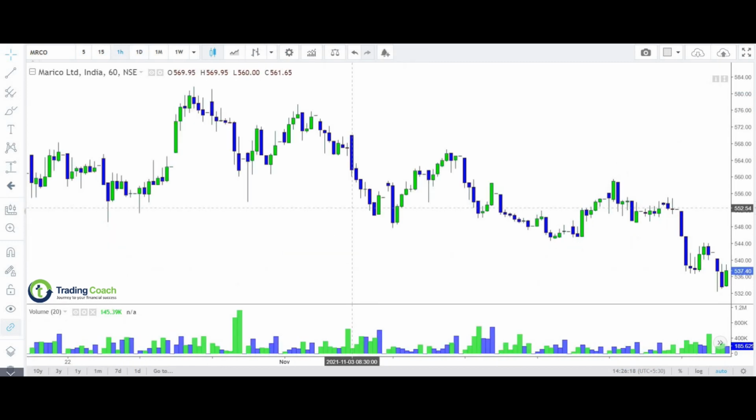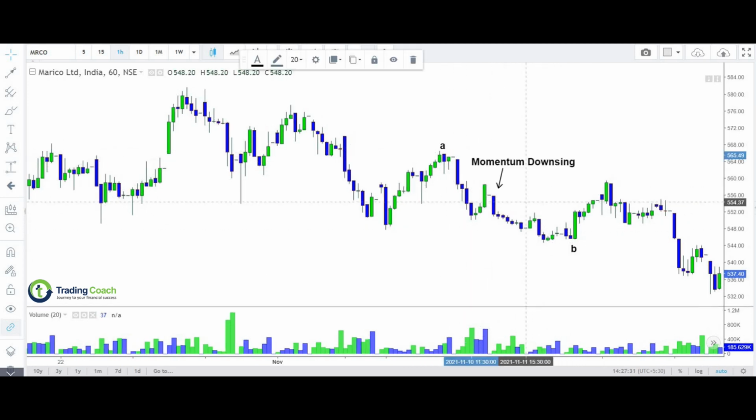Let's do that. Right now, as you can see on the chart, I'm looking at one of the top Nifty 50 companies, Marico Limited. This is the 1 hour chart of Marico, and if you look at the price action exactly over here, you can notice a very good momentum downswing, right? From point A till point B, we can see a very good momentum downswing, and within it we can also notice a lot of smaller corrections. We can see a lot of smaller bullish candles taking place within this downswing.